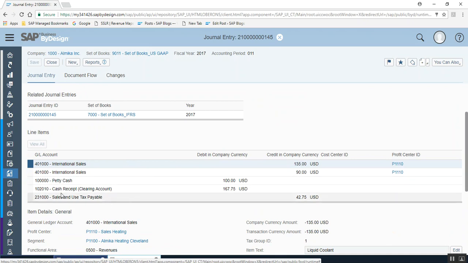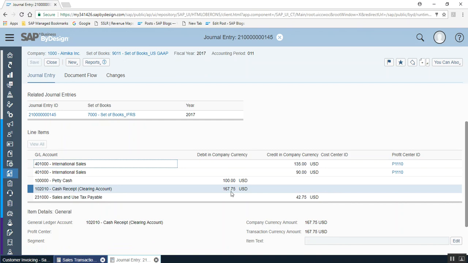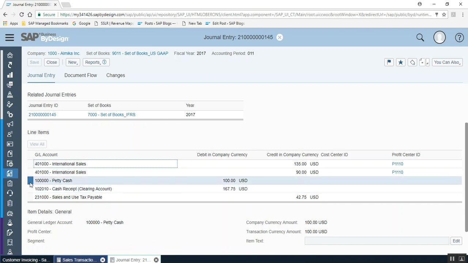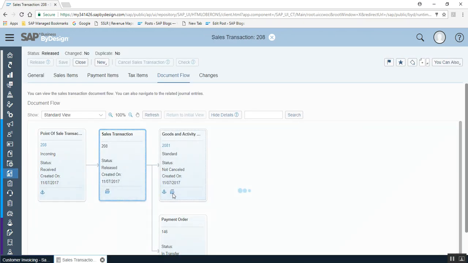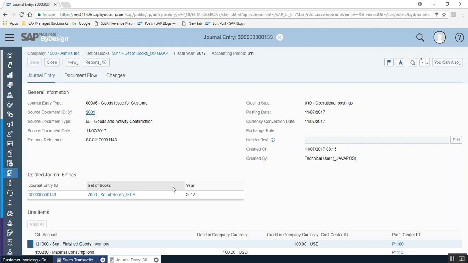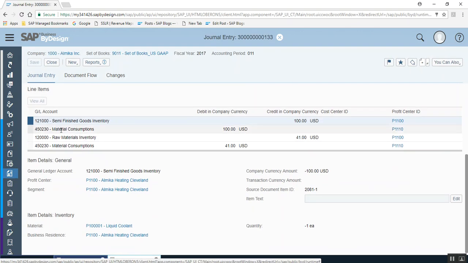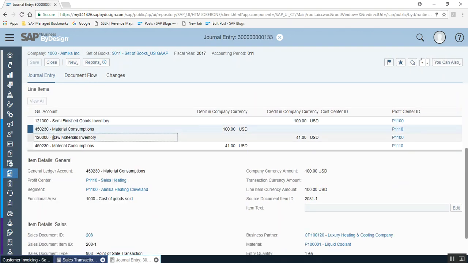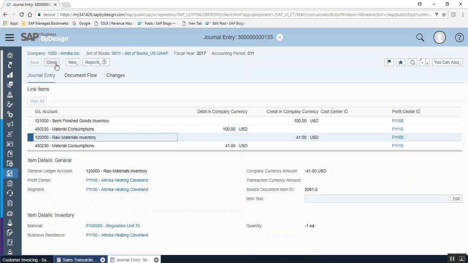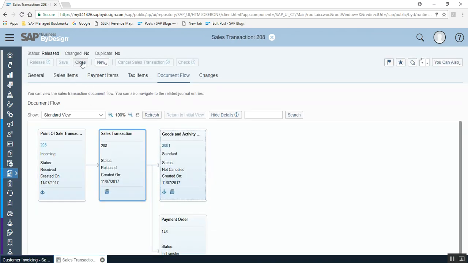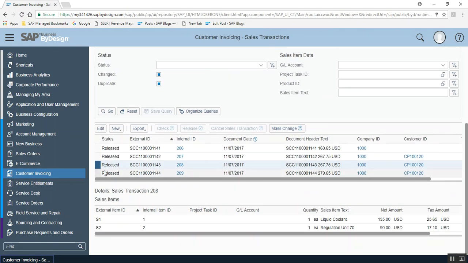This is the most interesting part. As you can see here, there's a clearing account involved, because there is a card payment, and a cash payment involved. That's why there are petty cash details and the tax information, and goods and activity, which represents the material movement and the relevant GL account entries. Now the most interesting part is the payment method account sales.